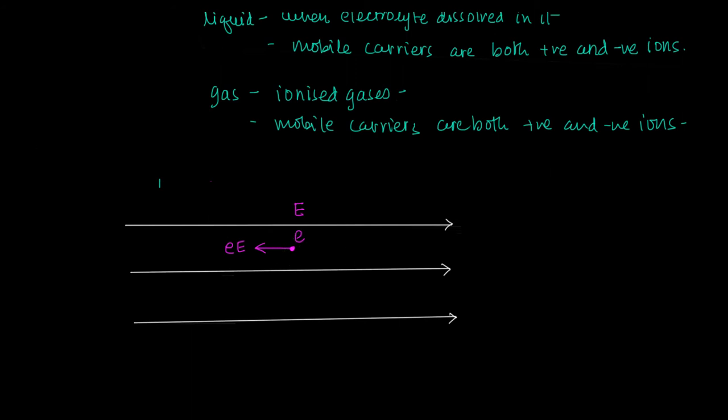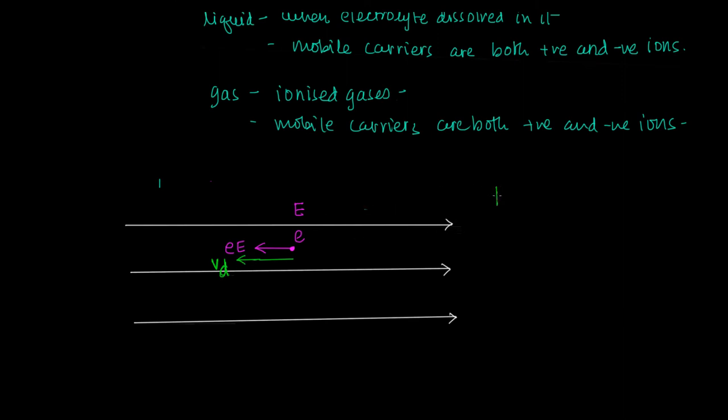Now, due to this force, in the steady state, they would develop a velocity, a steady velocity, Vd. Do we see that? This velocity is Vd. Do we get that? And this is the drift velocity that we had just seen. We have been discussing this. So this is drift velocity.